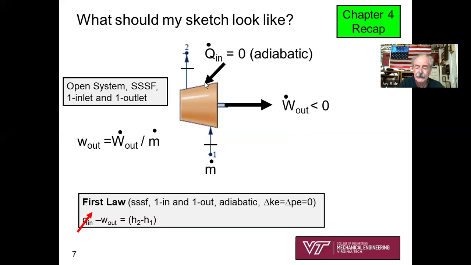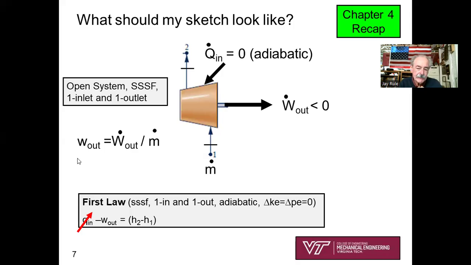How about Q dot, heat transfer? I am labeling Q dot in equals zero. It's an adiabatic compressor. So on my sketch, I am going to put that. There's no heat transfer. It's adiabatic. I've said open system. Yeah, there's mass flow in and out. It's steady state, steady flow, and there's one inlet and one outlet. So I just label a single M dot.